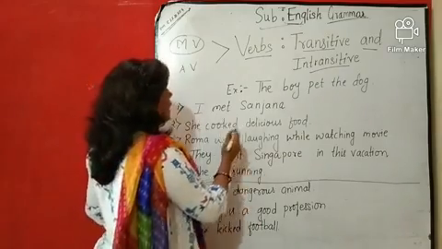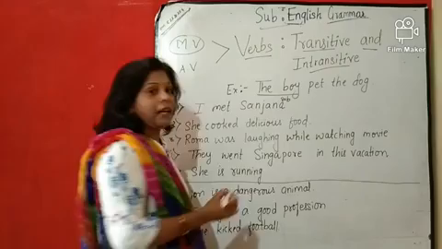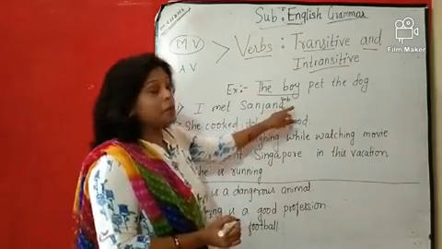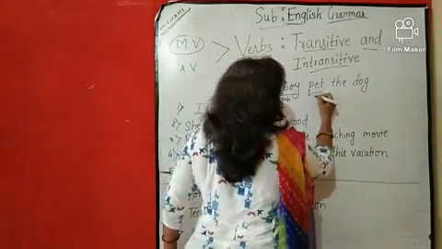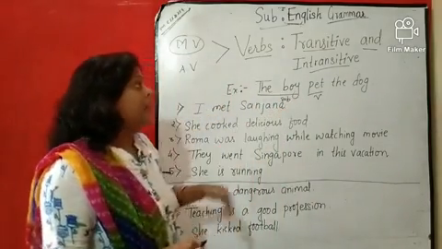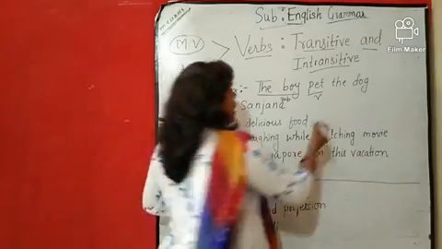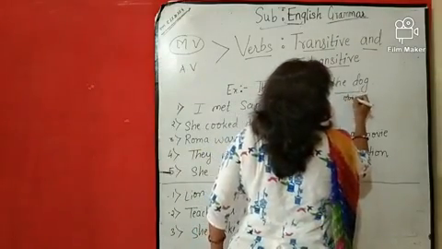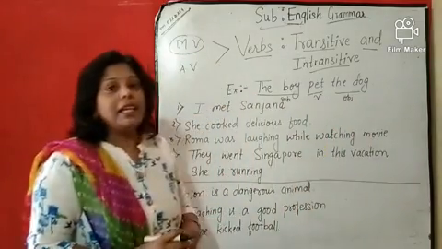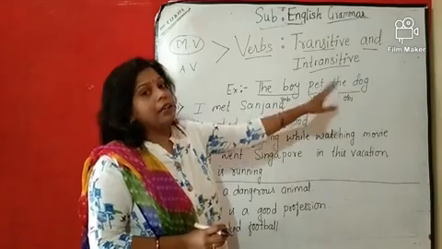In this sentence, the boy is the subject here, right? In this sentence, what is the boy? Subject. Pet is the verb. What is pet? Verb. The boy pet the dog, meaning the boy pets the dog. And the dog is the object. So basically a sentence will have a subject, verb and an object.